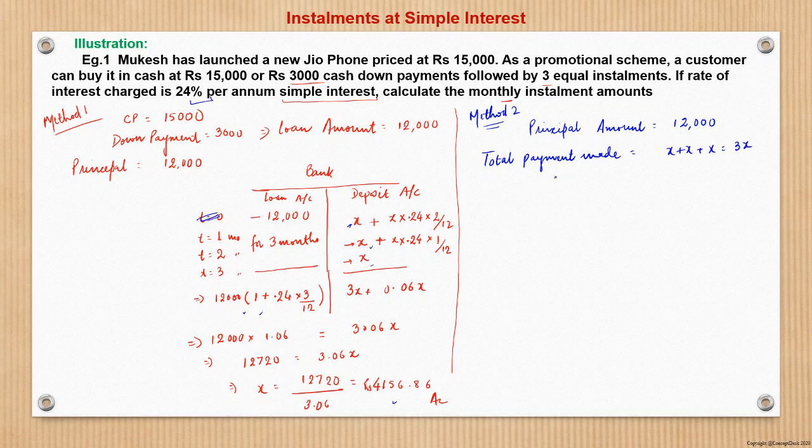So the difference, delta, 3x minus 12,000 would be nothing but the interest paid, right? So if 3x is more than 12,000 rupees, the difference between 3x and 12,000 rupees will be nothing but the interest paid by the customer for the loan amount of 12,000 rupees, right? This is the basic understanding. Now let us see the first year. What is the principal?